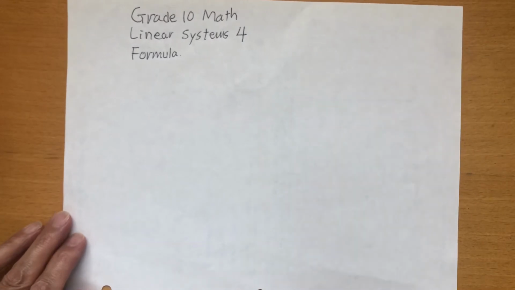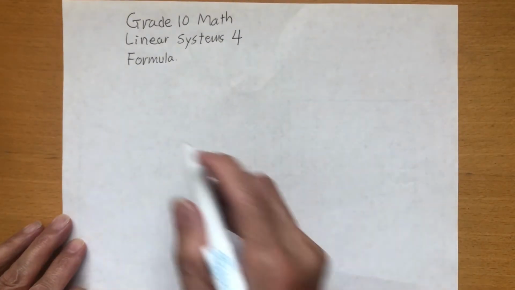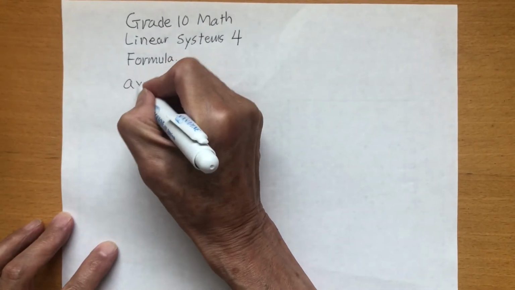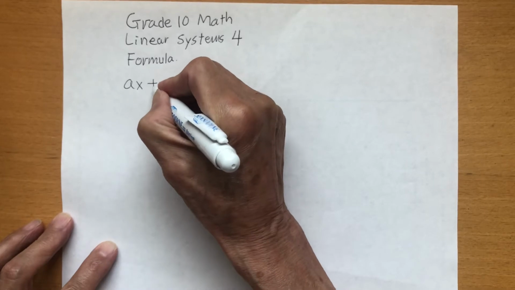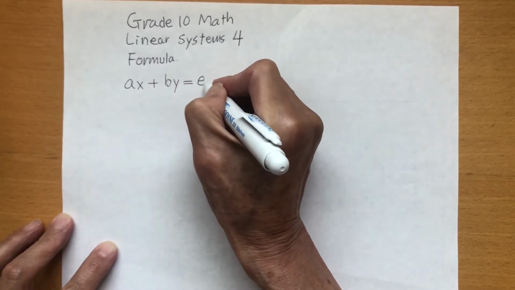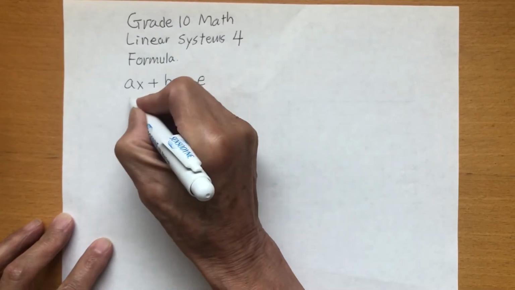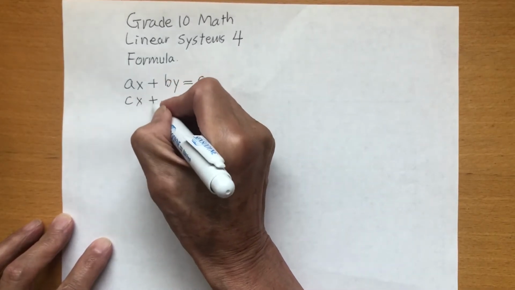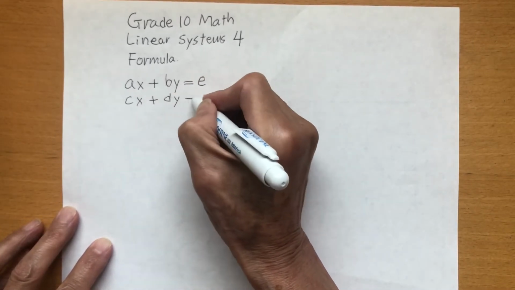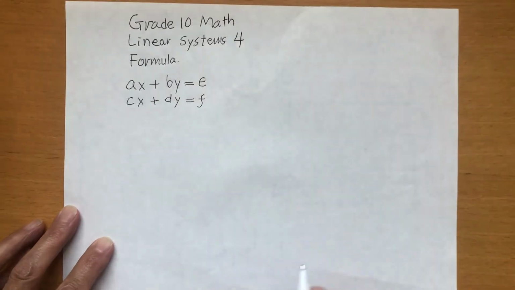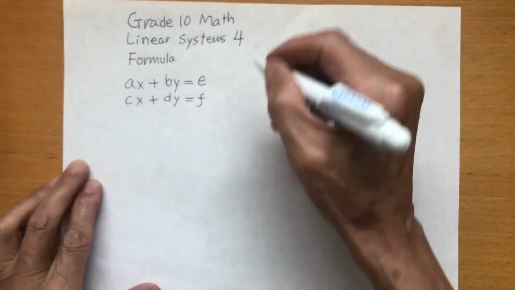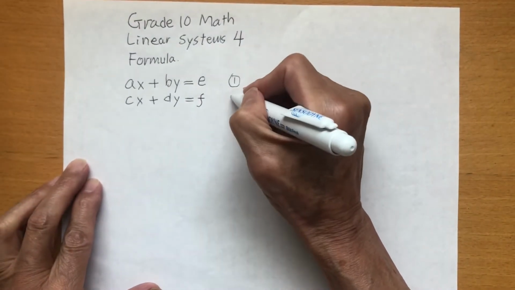So let's start with the general linear system. AX plus BY equals E. CX plus DY equals F. Okay. Let's call these equation 1 and equation 2.